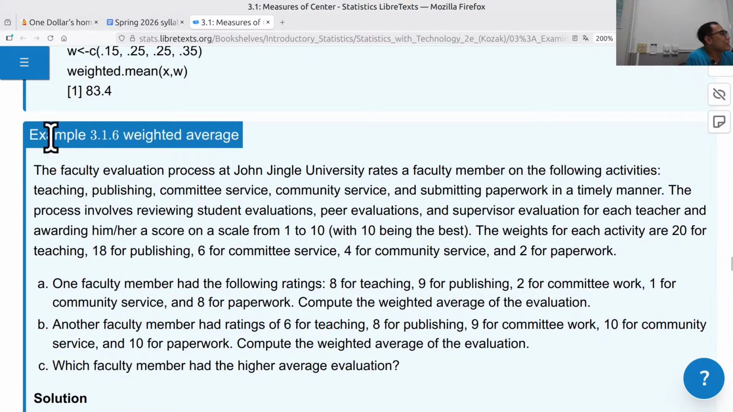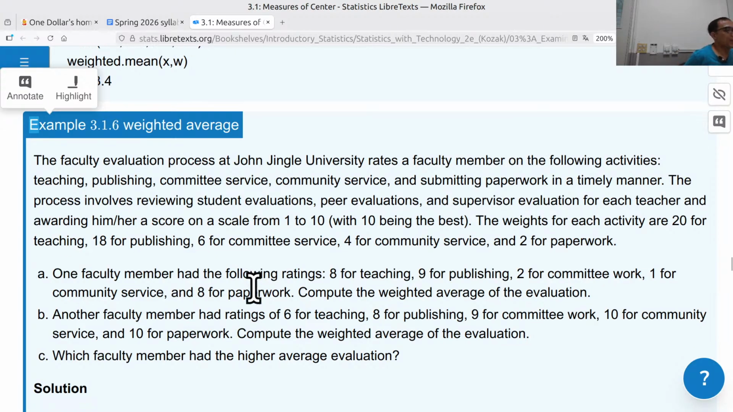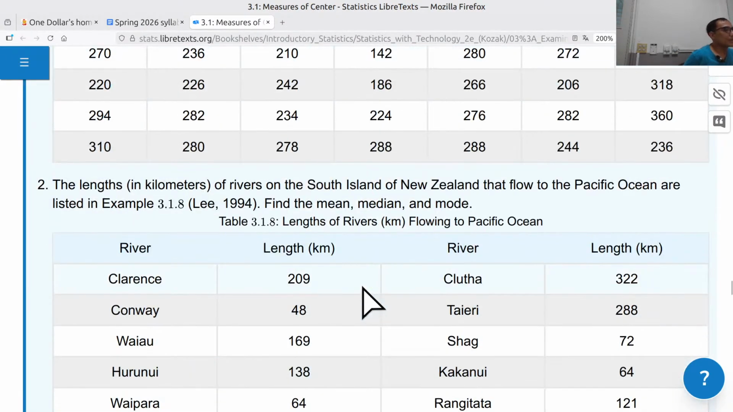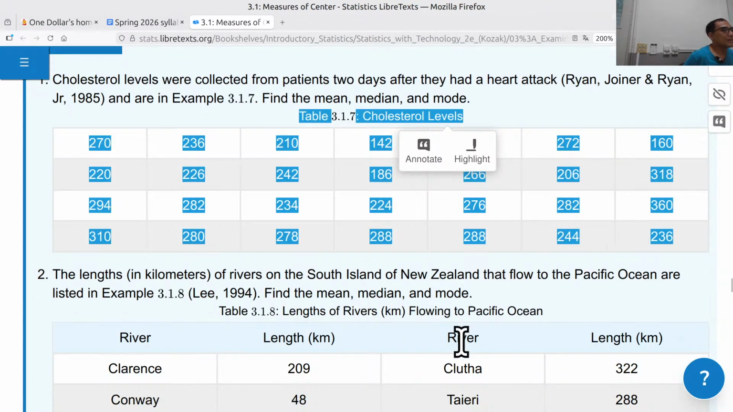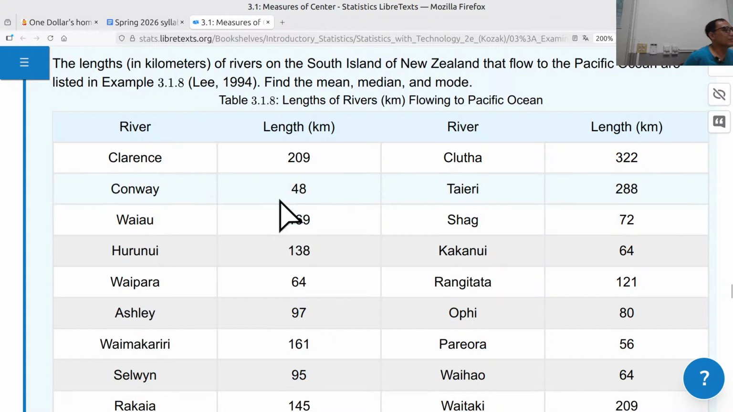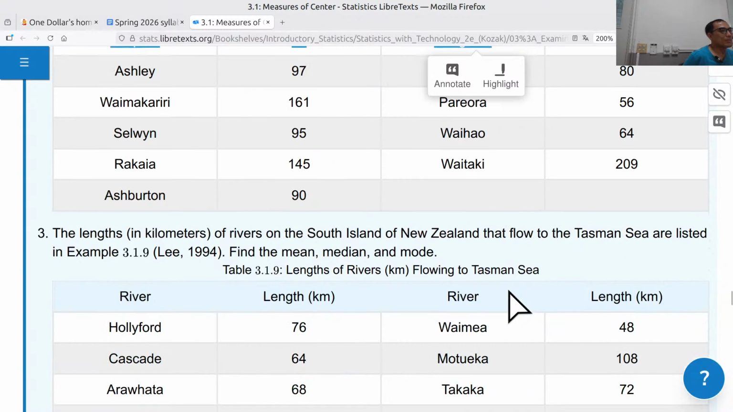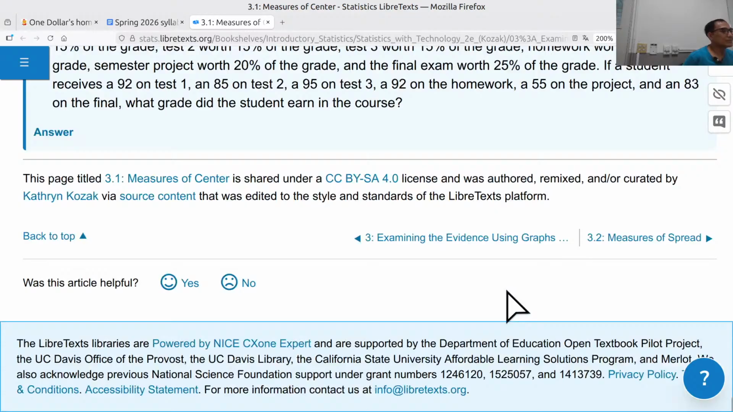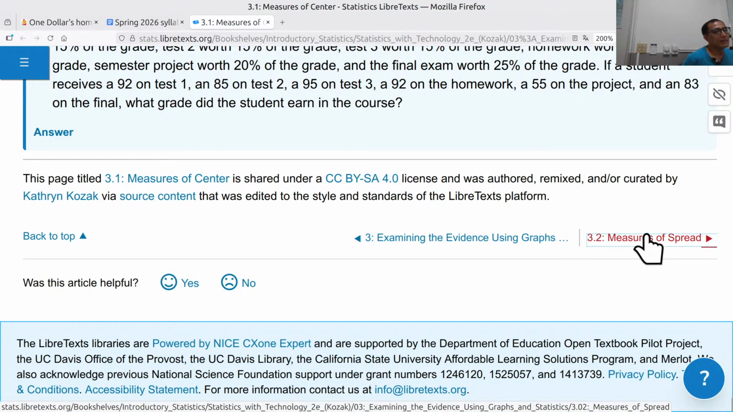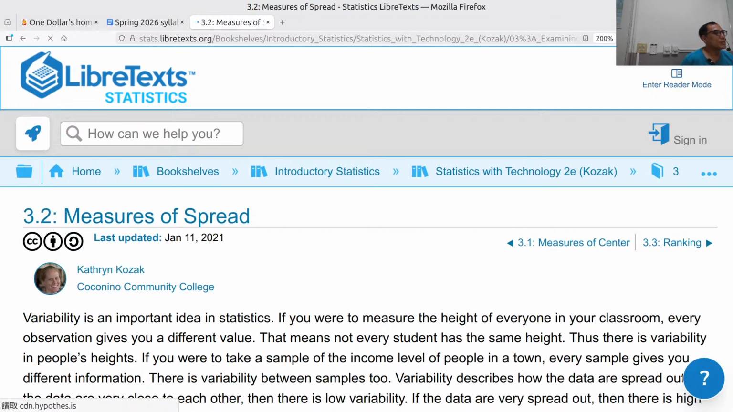And here is another example, Example 3.1.6. I think I will skip this one. Maybe in the future I will suggest you do this at home. Okay, let's move to chapter 3.2.